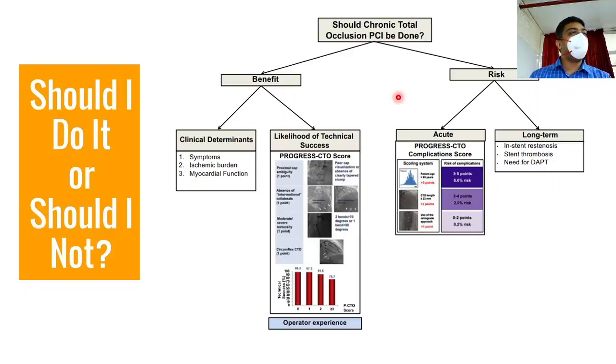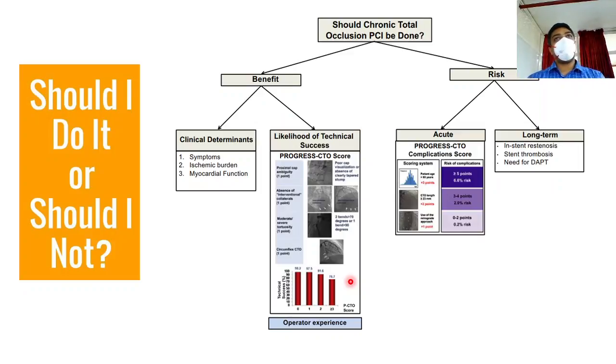So should I do it or should I not do it? We should look at whether there is benefit. If the patient has symptoms, if the ischemic burden is high, and myocardial function is good, we go ahead. Then the likelihood of success, that is, the difficulty. Difficulty is assessed by various scoring systems that will come in detail. Based on that scoring system, we assess the probable success rate, that is, how difficult it will be and whether we can wire the lesion or not.